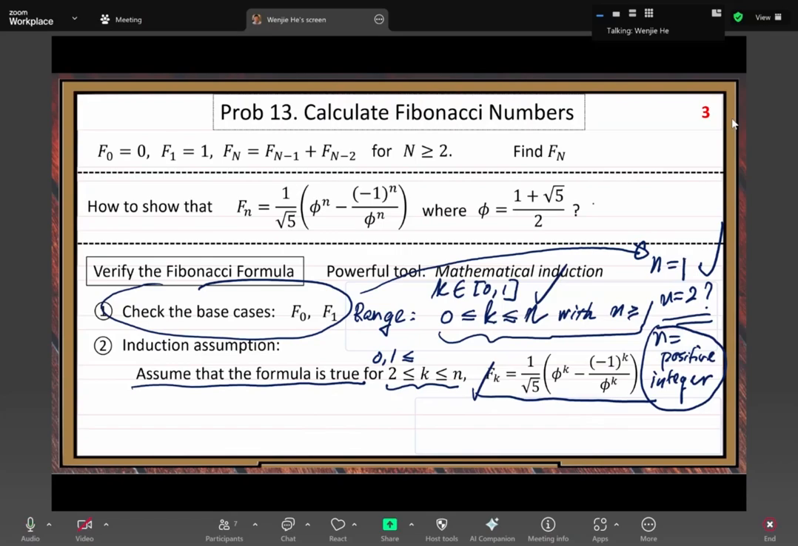Now we want to grow from our base case. Base case too small. We want to grow it. Make the range larger and larger, and at the end, our range covers all the positive integers. How about that idea? We grow it. So here we use the growing idea.